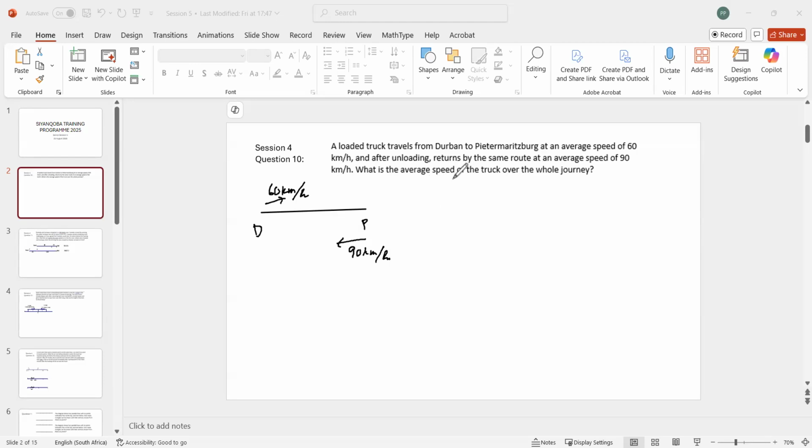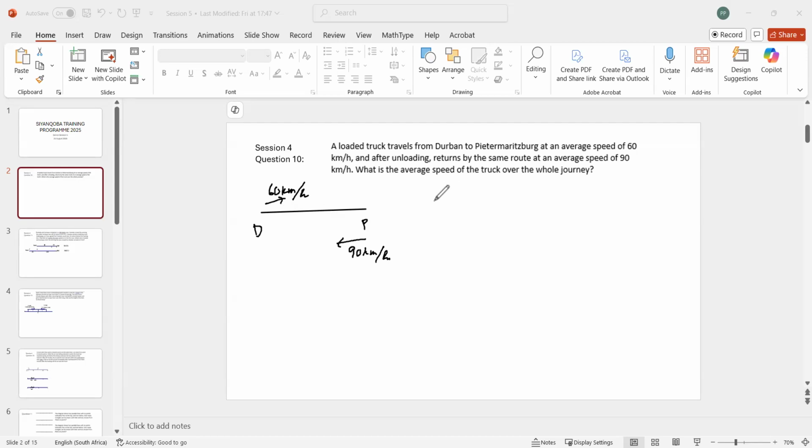The question is, what is the average speed of the truck over the whole journey? So the upward climb is 60 and the downwards is 90. You might be tempted to say the average speed must therefore be 60 plus 90 divided by 2, because that's the average of two numbers, which gives you 75. But it turns out that 75 is not correct, and we will see why. Okay, so first just decide what do you mean by speed?